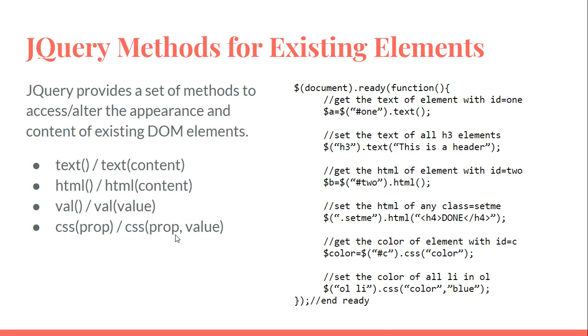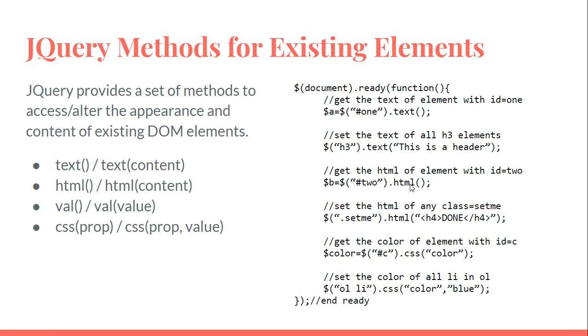So over here on the right, you can see some examples. If I find the ID of one and call text, that's getting the text that's in there and storing it in this variable A. I can also use that text function to set the text of something. So in this case, we're getting all of the H3 elements on the page and we're setting their text to this is a header.